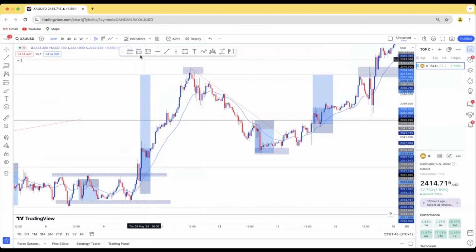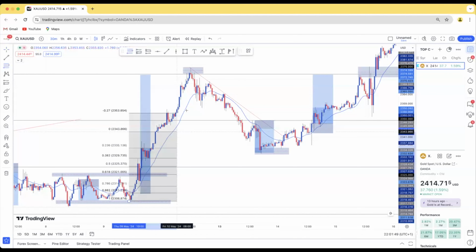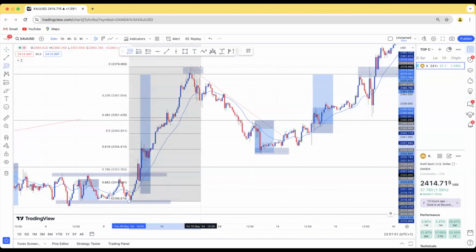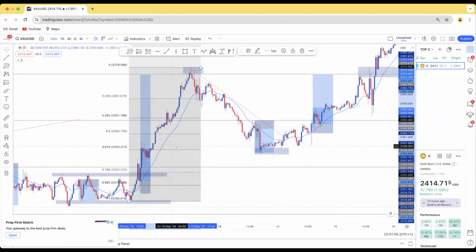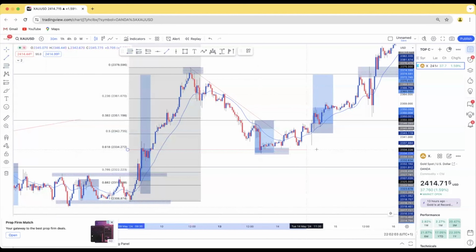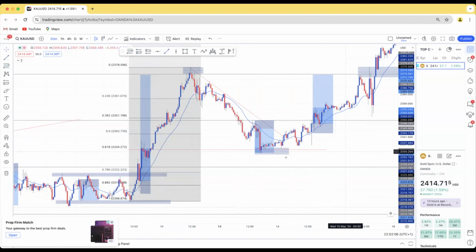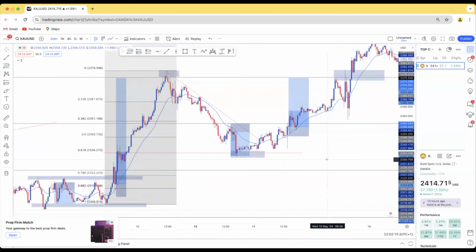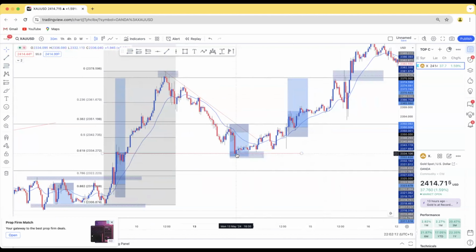Okay, so let's see clearly. This is my Fibonacci tool. I'll plot from the low point down to the high point. Now you can see clearly that price came back to the 61.8 and found support. You can see clearly that price came to 61.8 and did what? Found support.